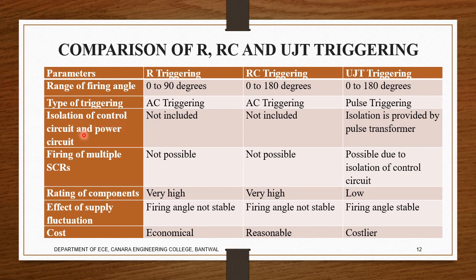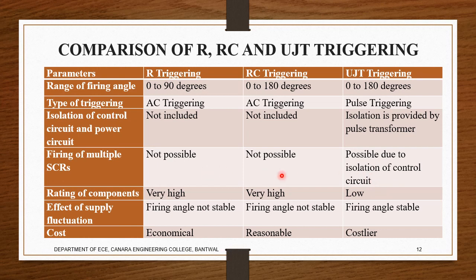Isolation of the control circuit and the power circuit is not included in R and RC. In UJT, isolation is provided by the pulse transformer. As we discussed in gate triggering, isolation has to be done, or else the control voltage will mix with the power voltage. Firing of multiple SCRs is not possible in R and RC, but here it is possible due to the isolation of the control circuit. You can make more than one SCR turn on.